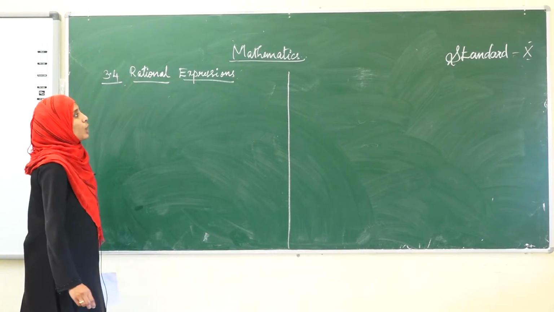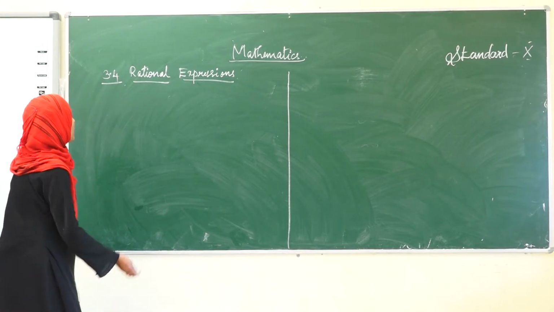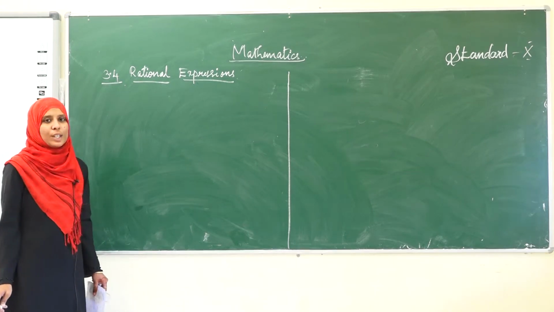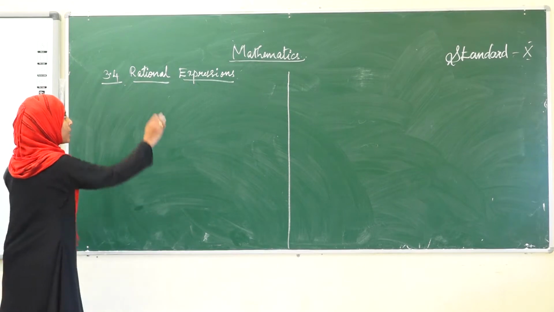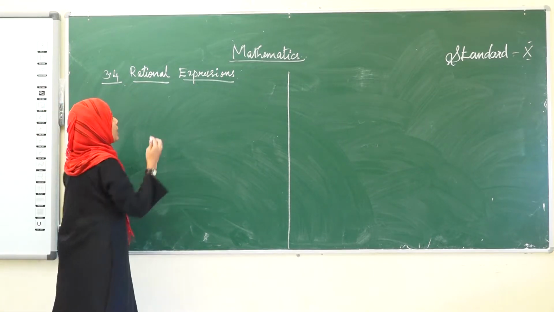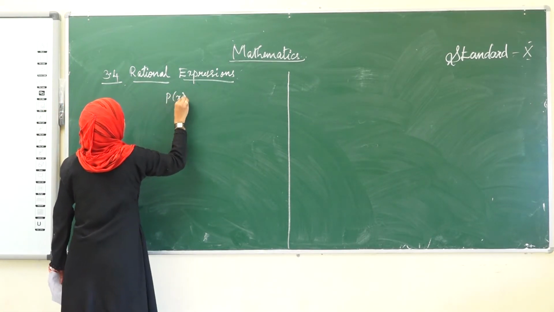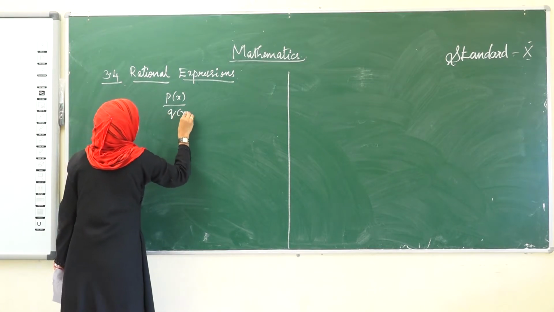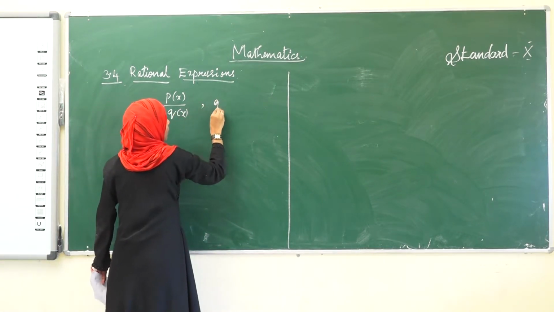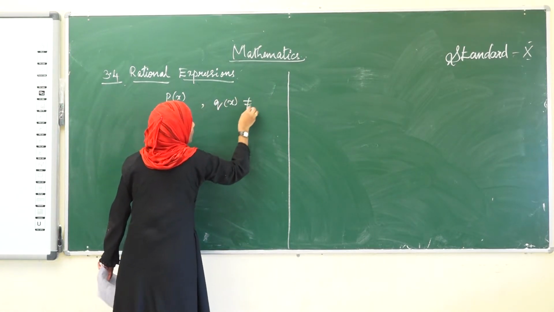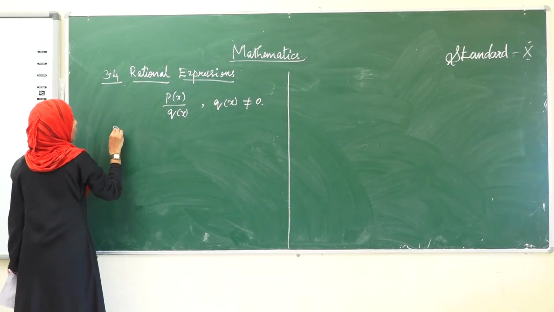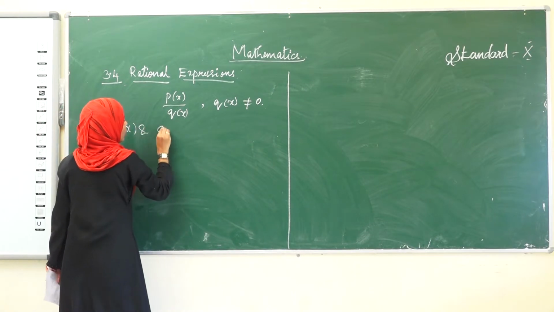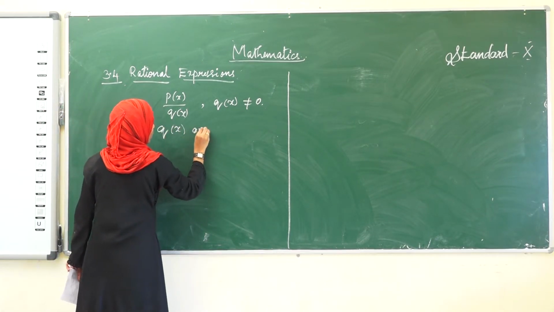So today we are going to enter into the subdivision 3.4, that is rational expressions. So what is rational expressions? The rational expressions will be in the form of division. Division of two values such that the denominator should not be equal to 0. See, these two values p of x and q of x are the polynomials.